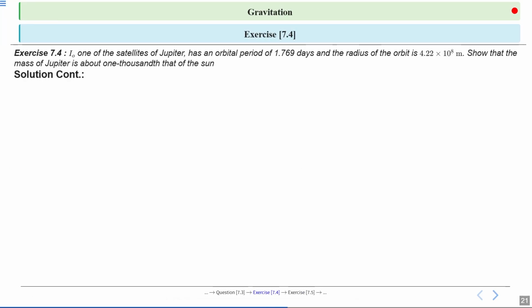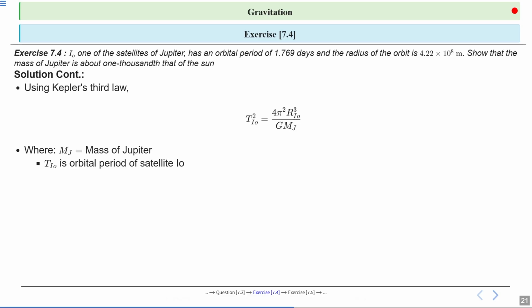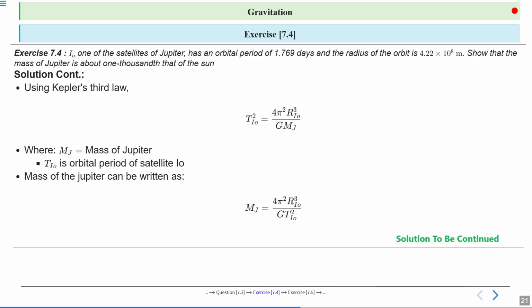Now, using Kepler's third law, which relates the square of the orbital period to the cube of the orbit's radius, the formula is T square Io equal to 4 pi square R cube Io divided by G Mj, where Mj is the mass of Jupiter and T Io is the orbital period of the satellite. The mass of Jupiter can be written as Mj equal to 4 pi square R cube divided by G T square.